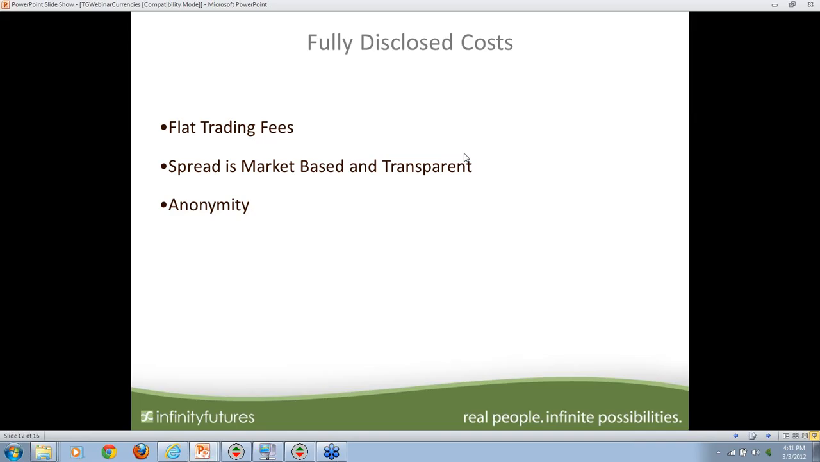The flat trading fee is one fee regardless of the size of the trade. It's on a per contract basis. So if you're doing 2 contracts, it's double. Yeah. Okay. Per contract. Fully disclosed. Let's see if there are any other questions.